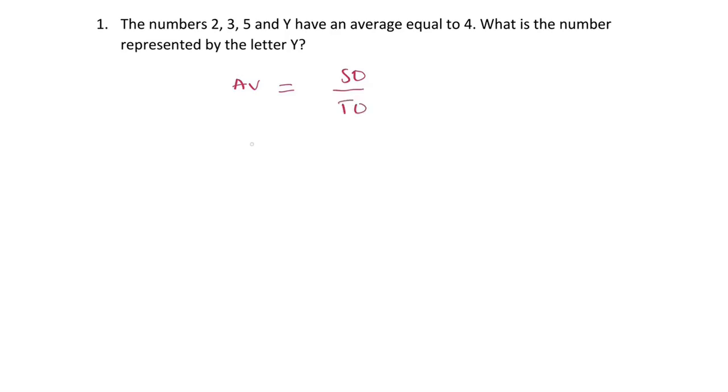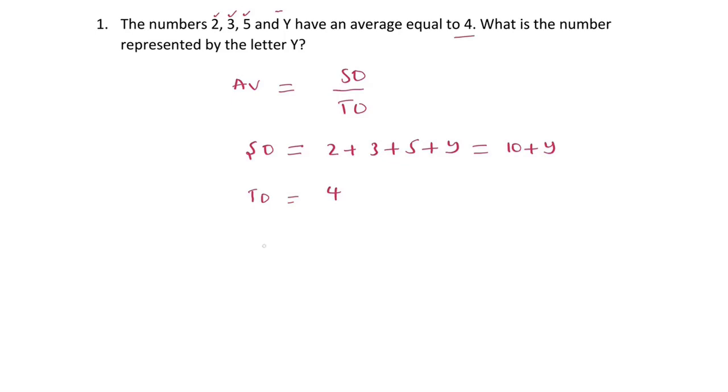Okay, so from the given information, the sum of the observations is going to be 2 plus 3 plus 5 plus y, of which after summing the values here, we are getting 10 plus y. Also, we can see from here the number of observations, we can count them as this one: 1, 2, 3, and 4. So they are 4. And also we've been told that the average equals 4.